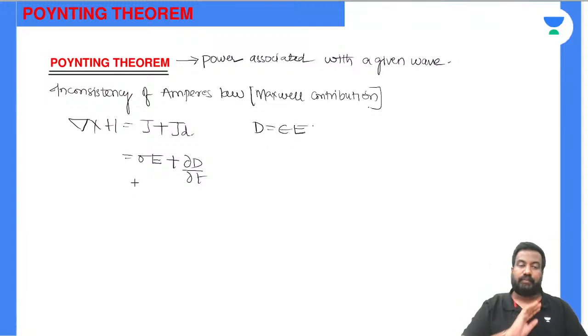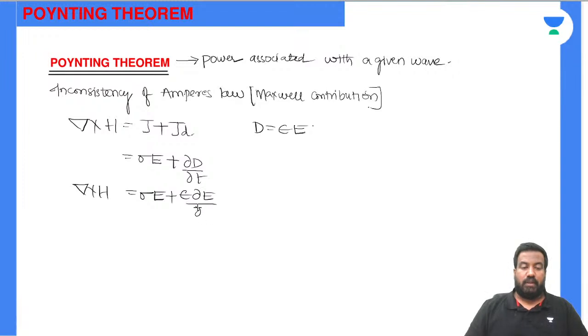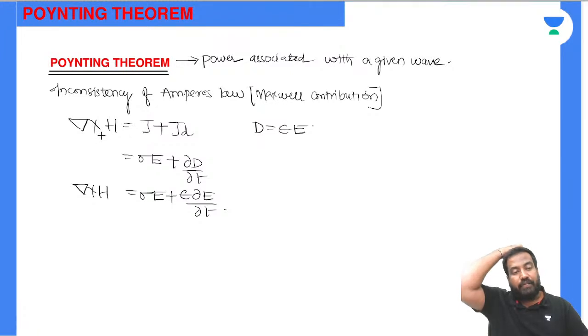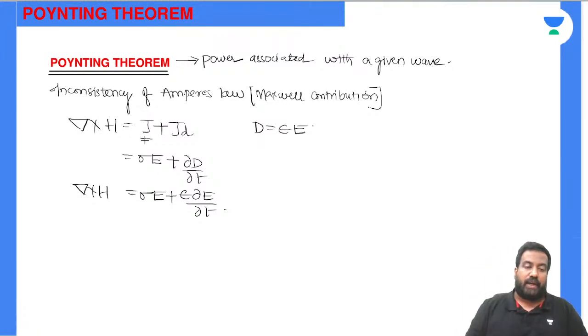Substituting, del cross H is equal to sigma E plus epsilon times dou E by dou t. If you see this expression carefully, curl of H is equal to the sum of the conduction current density and the displacement current density. Therefore, each term in this expression has the unit of current density, which is ampere per meter square.